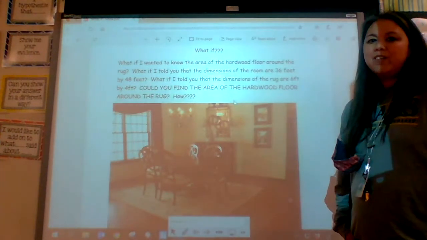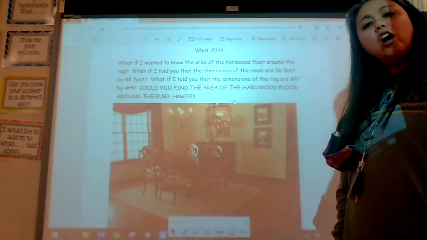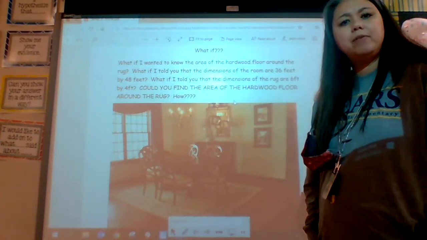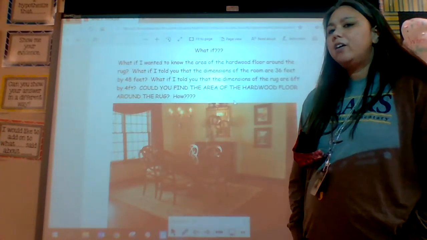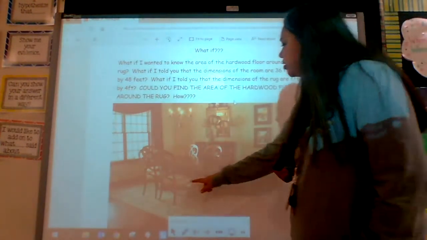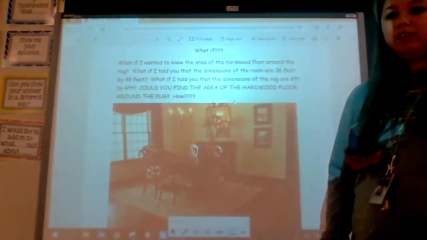Pause this video and talk and discuss with somebody either at home with you or across the table from you, maybe on how you could find the area of just this hardwood that's around the rug.